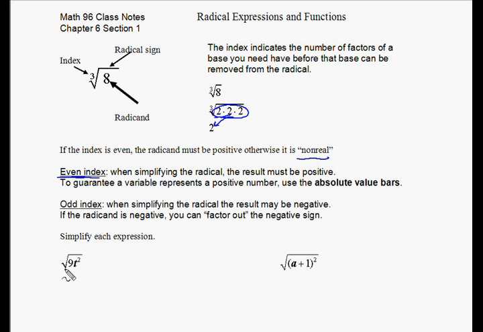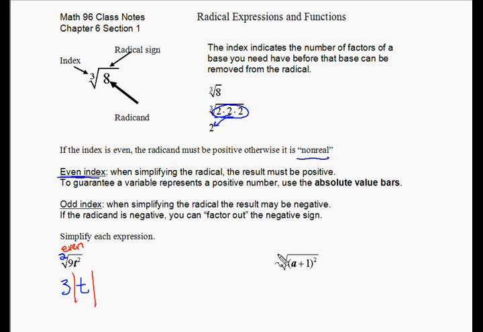So if I wanted to simplify the square root, and again, there's an invisible 2 here for our index, the square root of 9t squared. Well, the square root of 9 is 3, and I have t as a factor twice, and that's what I was looking for, so I take out a t. But since I don't know that the t is positive, and the index was even, I need to guarantee that I have a positive answer. So I go ahead and put absolute value bars around my answer.